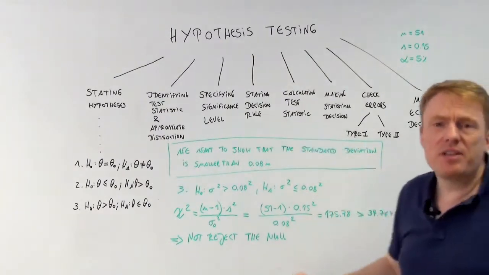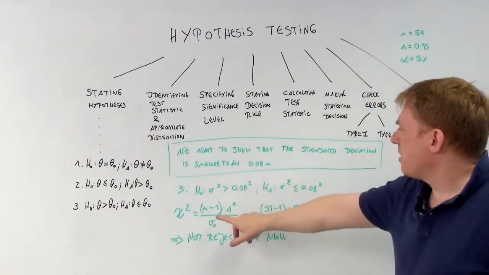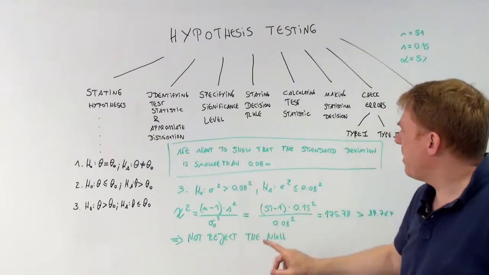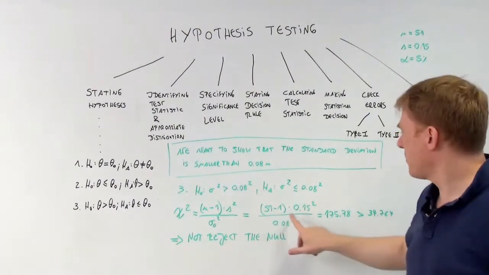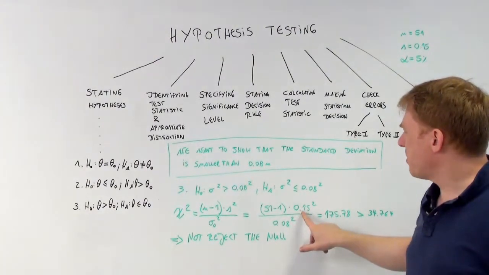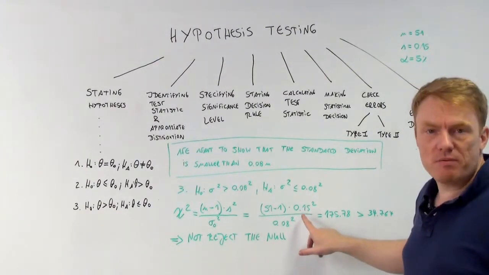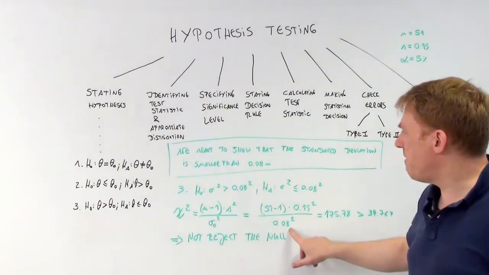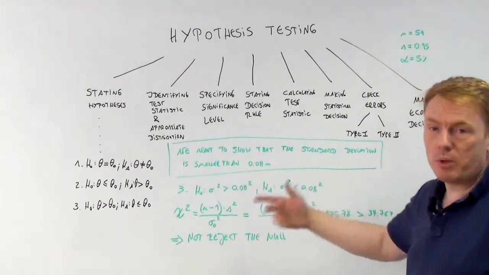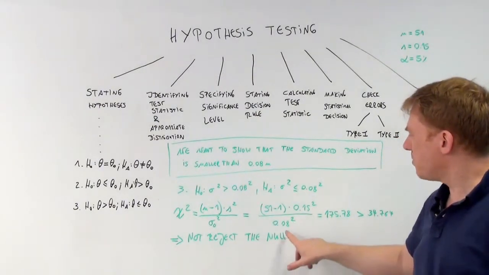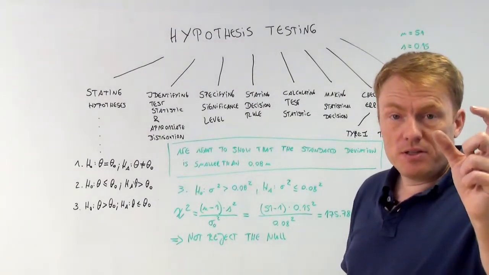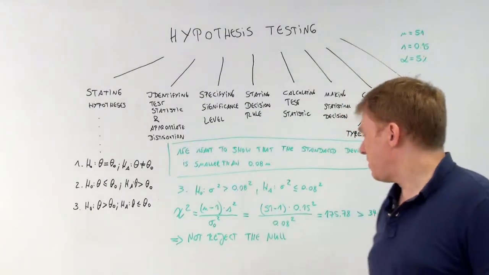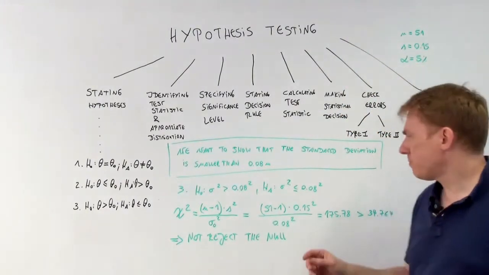Okay, calculating the test statistic. The test statistic goes this way, and we just put in the values. 51 was the sample size, minus 1, times the variance of the sample, divided by the value that we want to show or that we want to reject, squared, because you have to distinguish again between the standard deviation and the variance.